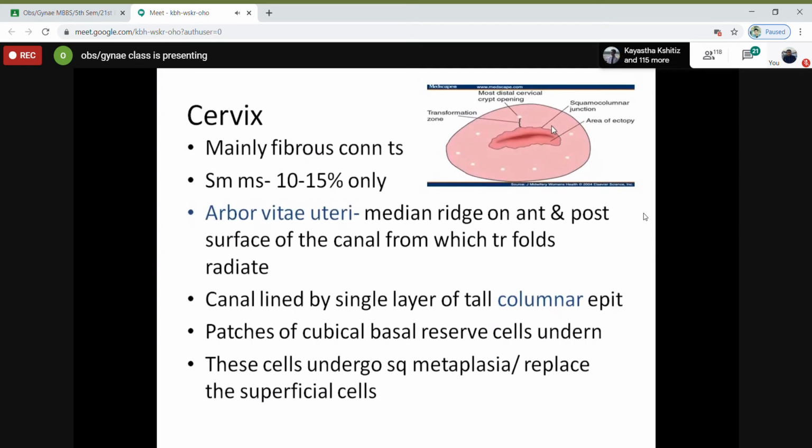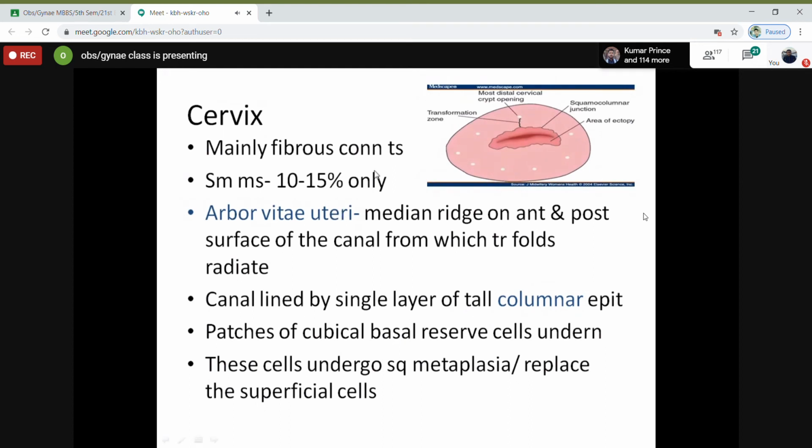The cervix is mainly fibrous connective tissue, and there is hardly any smooth muscle. It is only 10 to 15%. This is also important. Why? Because of this property, the cervix can dilate and deliver the baby. The small little cervix becomes as big as 10 centimeters. It dilates up to 10 centimeters, allowing the baby to pass through. If it had muscles, then it would not be able to dilate that way. That is why the smooth muscle is very less. It is basically fibrous connective tissue, the cervix.